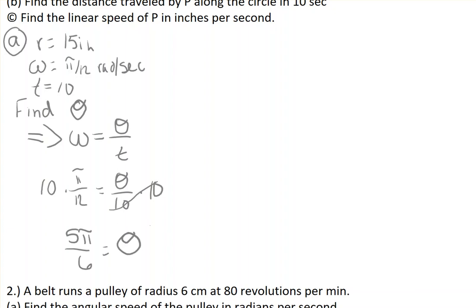So I'm looking for this in radians at this point, so it would be 5 pi over 6 radians. I want the unit of measurement. Otherwise, if you wanted it in degrees, I would multiply by 180 over pi.